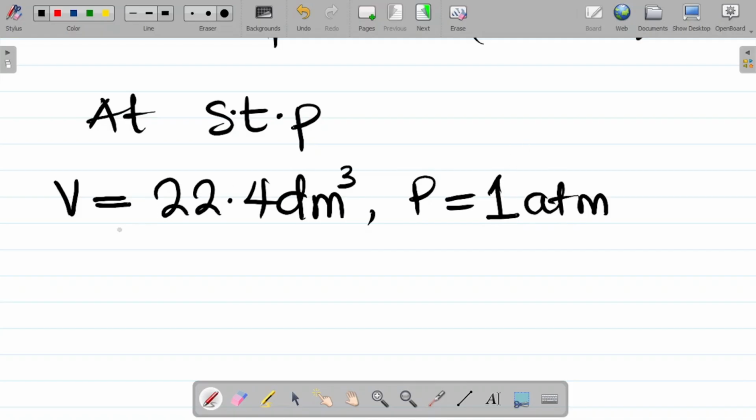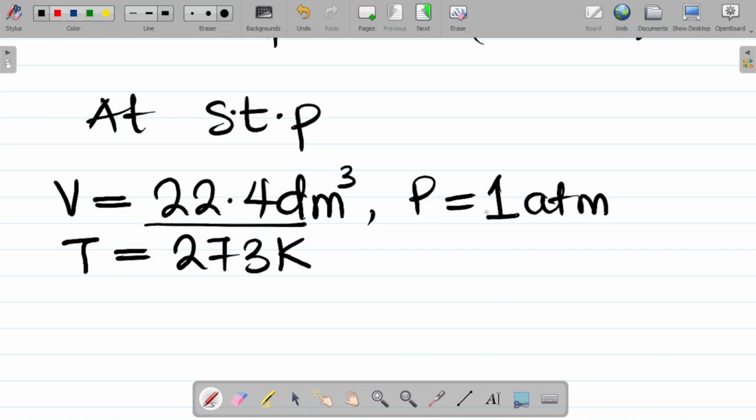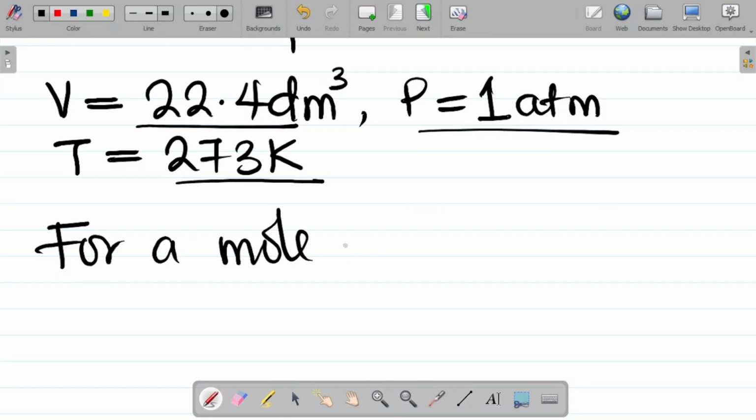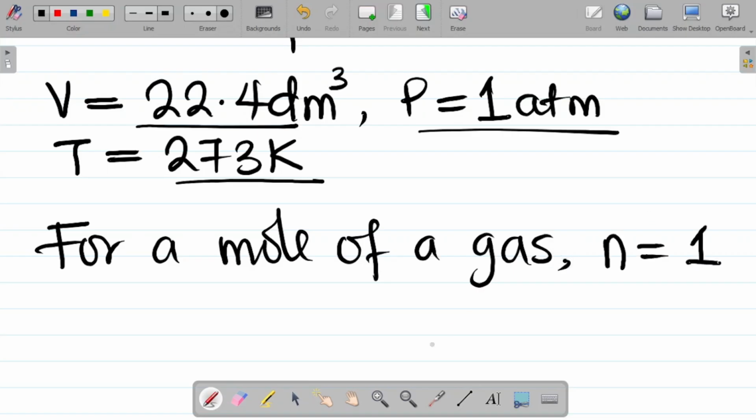Then finally, the temperature at STP, that's standard temperature and pressure. The value of the temperature is 273 Kelvin. So at STP, note that the volume is 22.4 dm cube, the pressure is 1 atmosphere, and the temperature is 273 Kelvin. Then at STP, let's look at what would be the value of R for 1 mole of a gas. When we say a mole of a gas, it means the number of moles, n, is equal to 1.